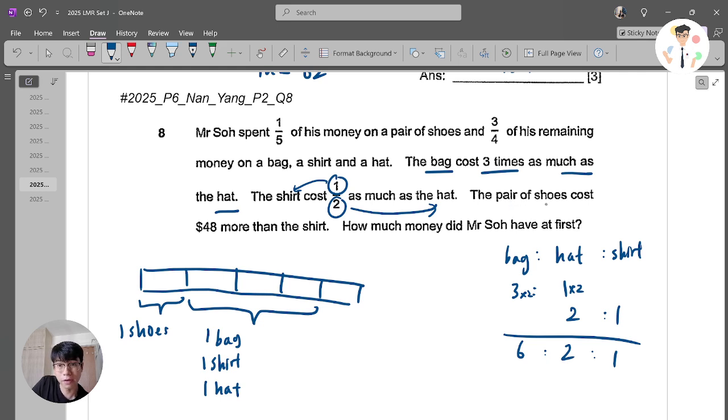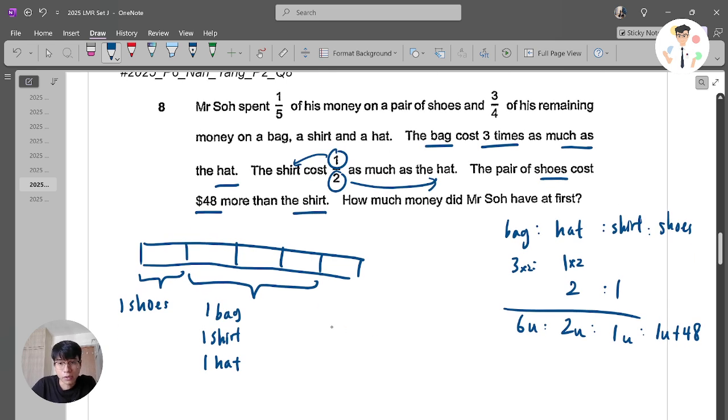And the pair of shoe costs 48 more than the shirt. Okay, so I have another one, which is the shoes. 48 more than the shirt. Shirt is 1 unit, right? So basically here will be 6 unit, 2 unit, 1 unit. It will be 1 unit plus 48.